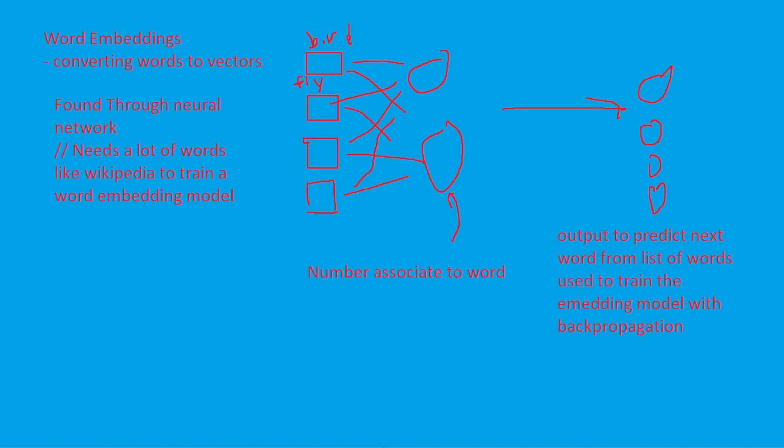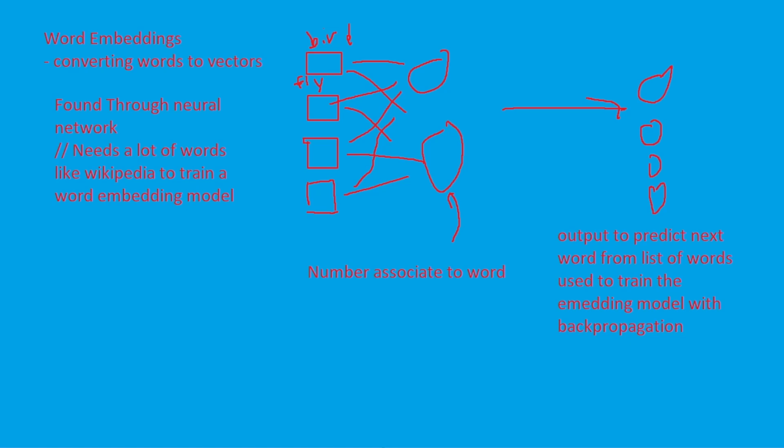So word embeddings are a way to convert words to vectors. This is commonly done through neural networks, and you normally need a lot of words to train a word embedding model. So let's say you have a list of possible words and 1 or 0 to show that the word is there. Then it goes through different nodes. Then it goes to the output, which is going to be, in this case, a softmax, to predict the next word. Then you continuously backprop till it predicts the correct next word.